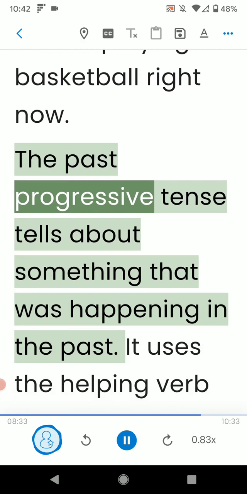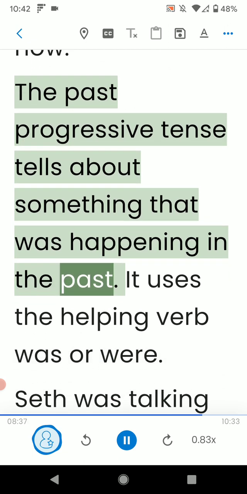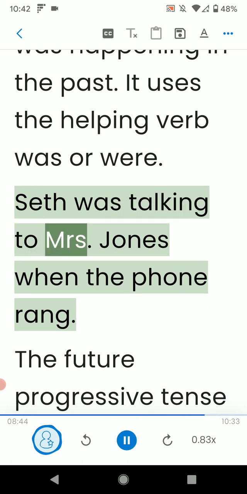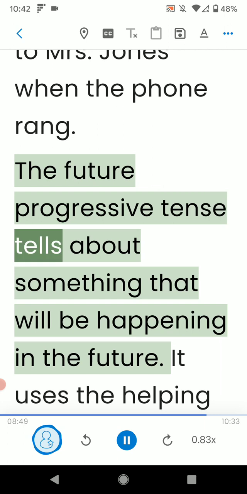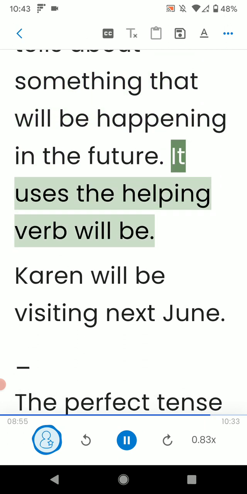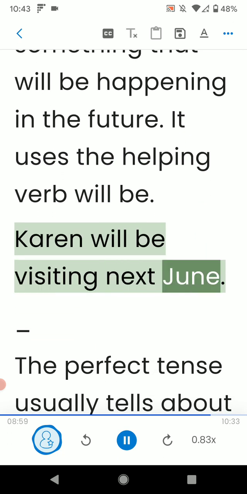The past progressive tense tells about something that was happening in the past. It uses the helping verb was or were. Seth was talking to Mrs. Jones when the phone rang. The future progressive tense tells about something that will be happening in the future. It uses the helping verb will be. Karen will be visiting next June.